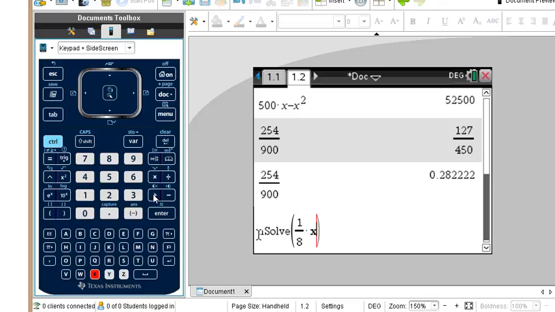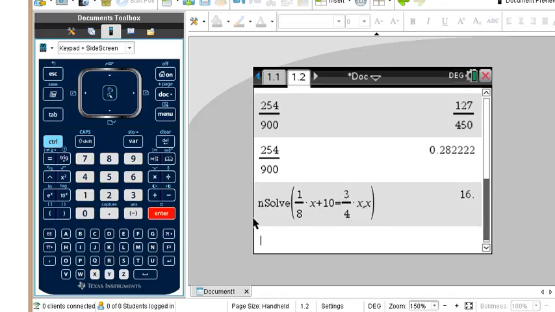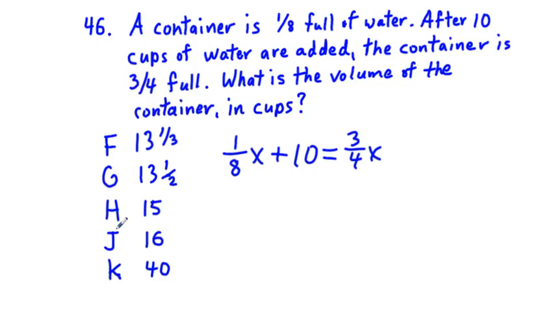And then to that we're going to add 10, and that's going to equal 3/4 x. So 3 over 4 times x. And then next we have to put comma x for what we're going to solve for. And it would be a whole lot easier if you use 0.125 for 1/8 and 0.75 for 3/4, and then you press that, you get 16. So this shouldn't be too hard of a problem.